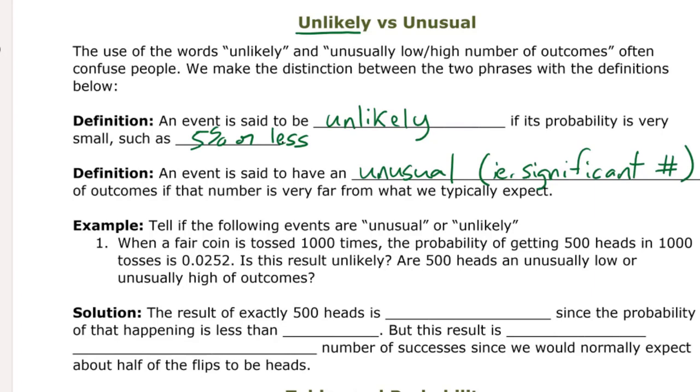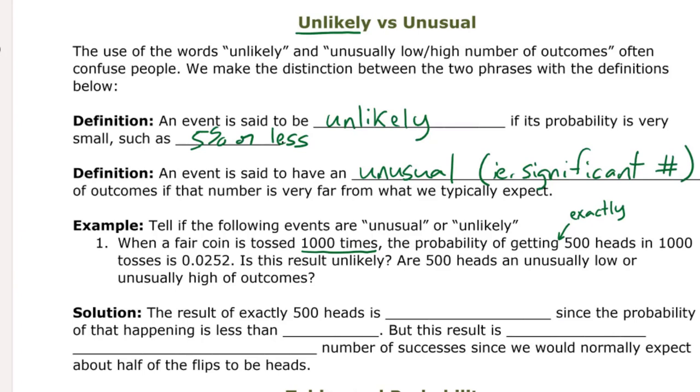Okay, look at this example below where we have a fair coin tossed 1,000 times. Okay, probably you would want to use a simulator for this. It says the probability of getting 500 heads in 1,000 tosses, and this is getting exactly 500 heads right here. Okay, exactly 500 heads in 1,000 tosses is 0.0252. Now you definitely need some kind of technology to calculate that probability, and we'll show you later on in chapter 5 actually how you can do that with a calculator. But it asks 2 questions here. First it says, is this result unlikely? And then other question is, are 500 heads an unusual number of outcomes to expect?